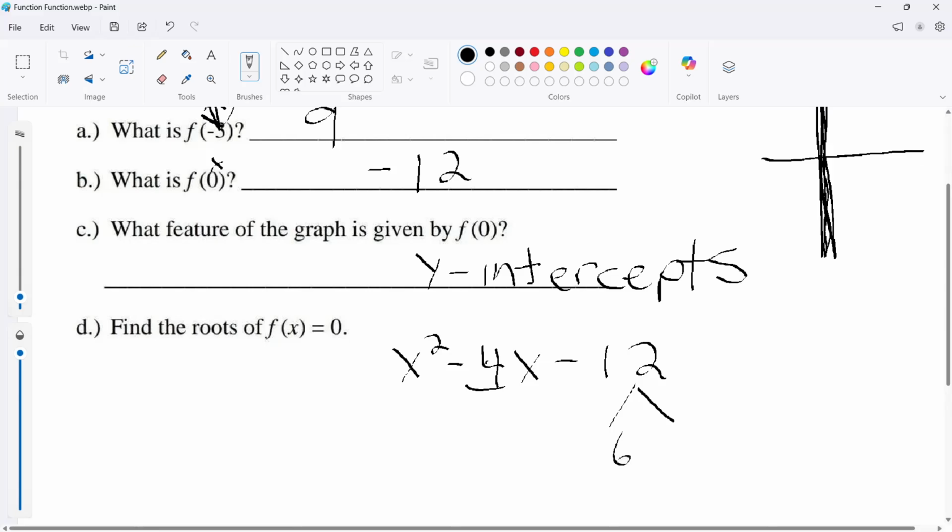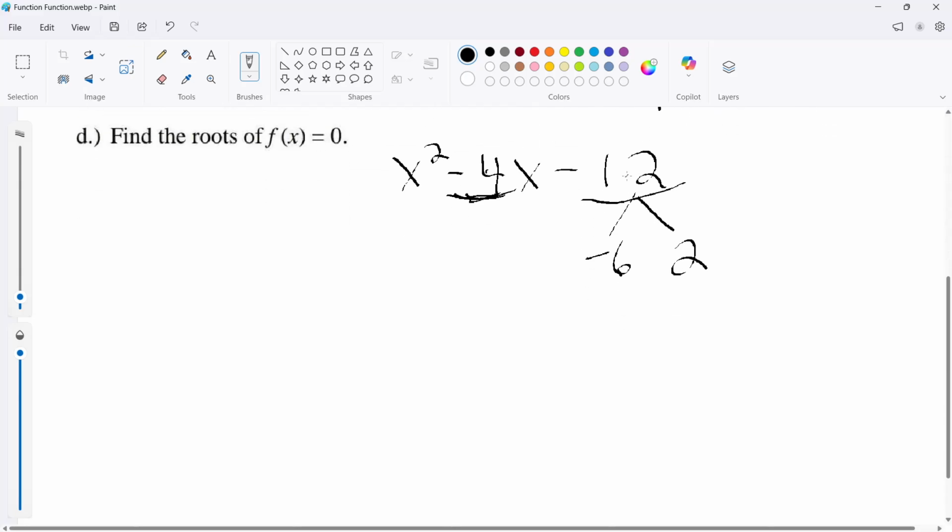Well, 6 times 2 is 12, and one of them has to be negative, and I see it's negative 4, so the bigger one has to be negative. Negative 6 times 2 is negative 12. Negative 6 plus 2 is negative 4. I have found it. So it's going to be x minus 6 times x plus 2. Now I have factorized. I've broken this function into factors.